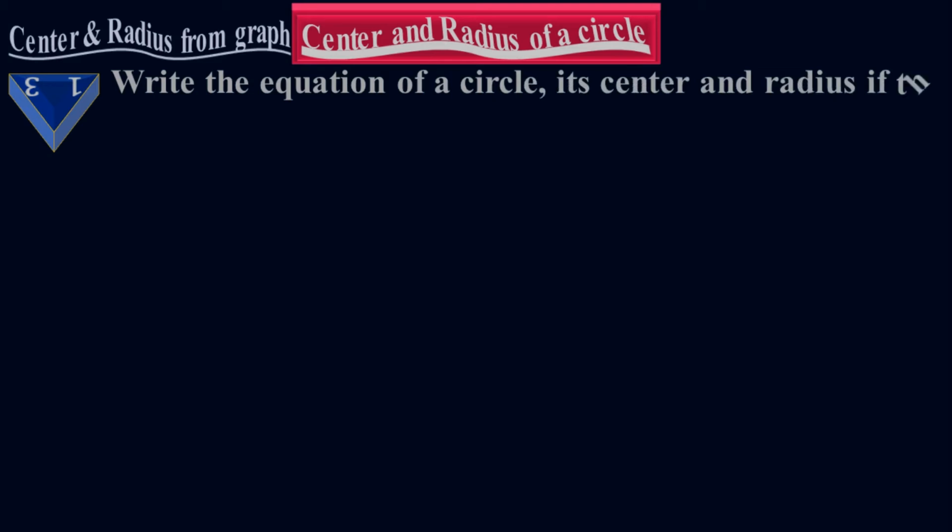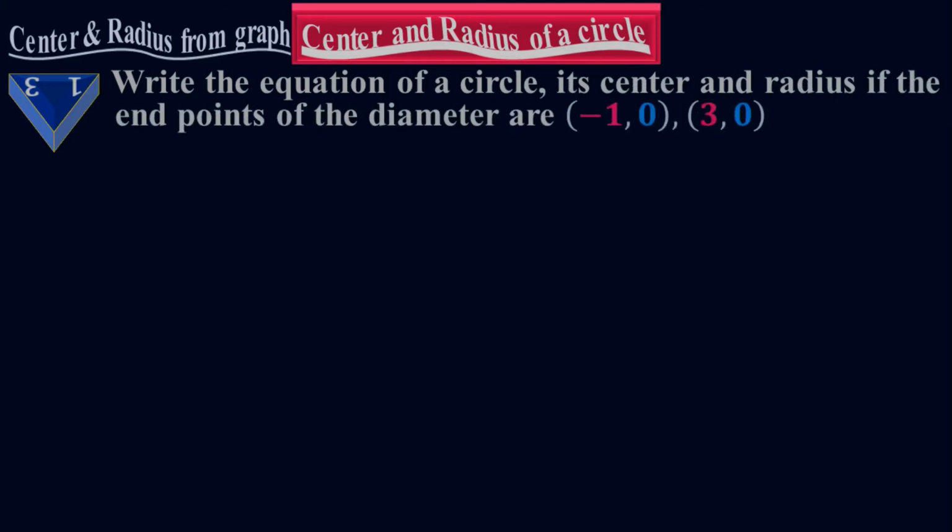Example number 13. Write the equation of a circle, its center and radius, if the end points of the diameter are (-1, 0) and (3, 0). Again, the diameter has been given, which is (-1, 0) and (3, 0). We need to write the equation of the circle, its center and radius. How are we going to determine? We're going to determine from the given graph. But where is the given graph?